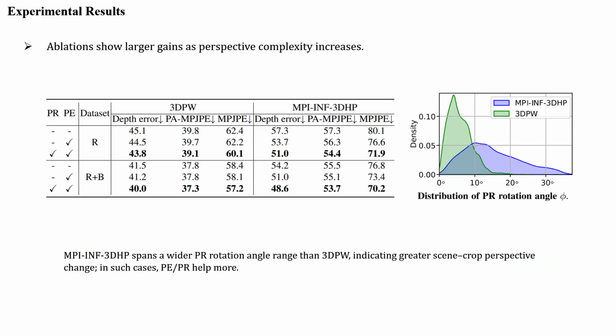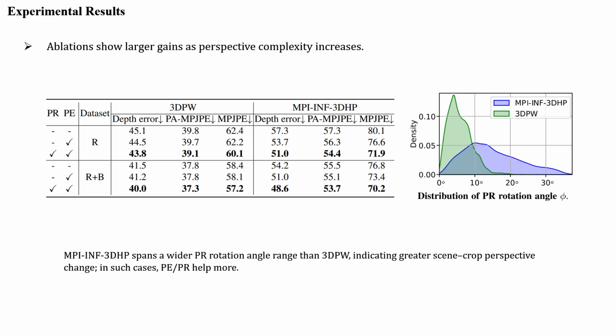To evaluate the effectiveness of our PE and PR modules, we conduct ablation studies comprising the following configurations. 1. Our framework without PE and PR. 2. Our framework without PR. And 3. Our framework with both PE and PR. This table displays that the addition of PE or PR consistently leads to performance improvements across both datasets.